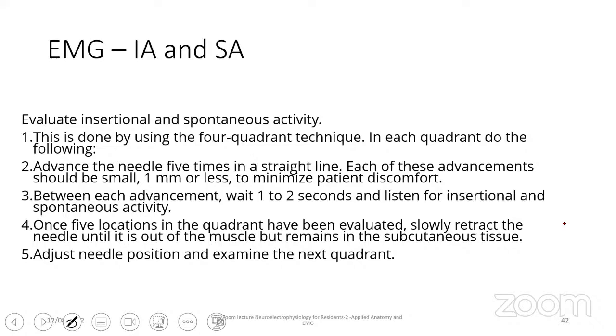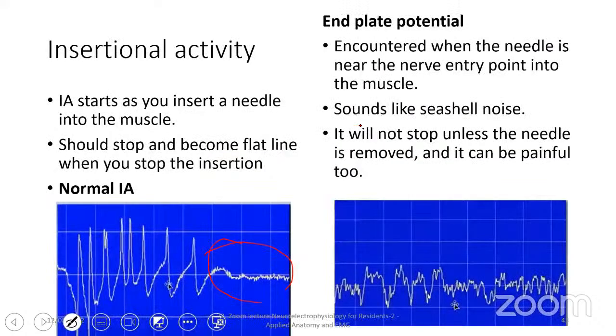So the 4-quadrant technique is used to assess the EMG insertional activity and spontaneous activity, but usually it's very painful, so at least 2 quadrants you try and see whether you can do, and 4 quadrants is the ideal one. Insertional activity starts as you insert a needle into the muscle. It should stop and become flat when you stop the insertion. This is a normal insertional activity. You can see it's going to stop here.